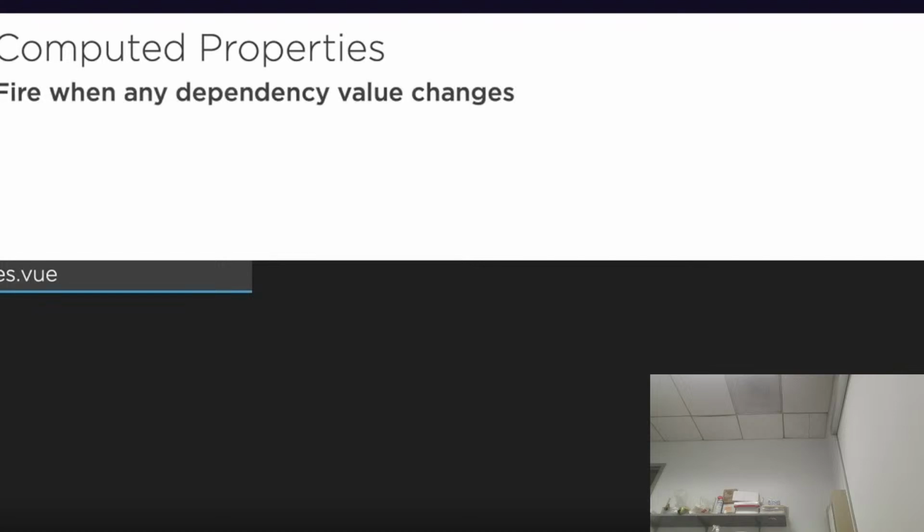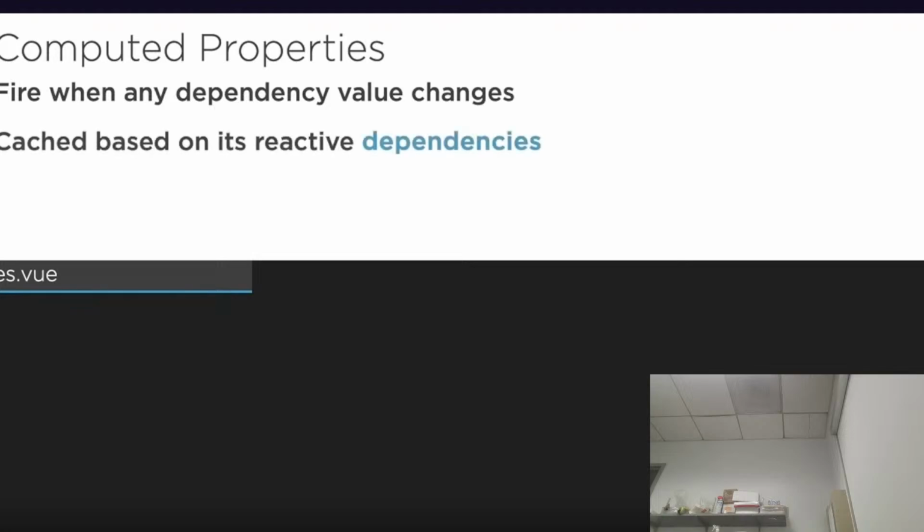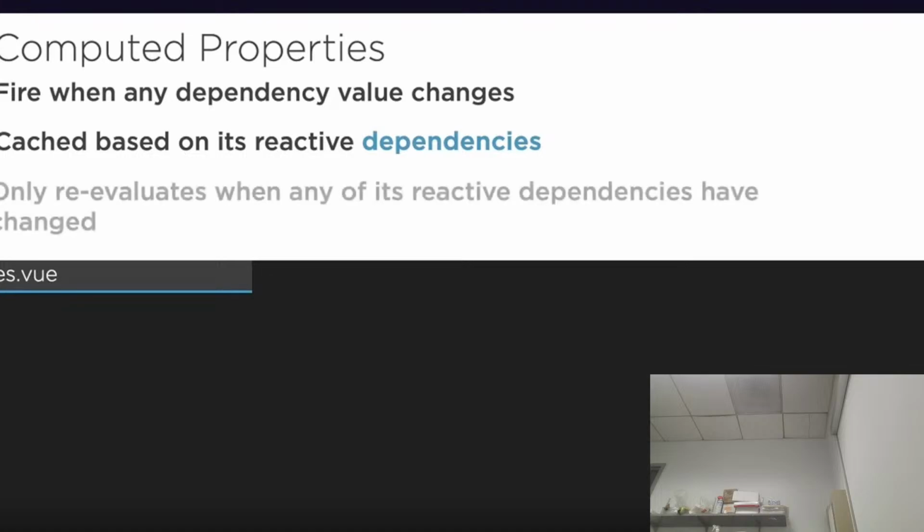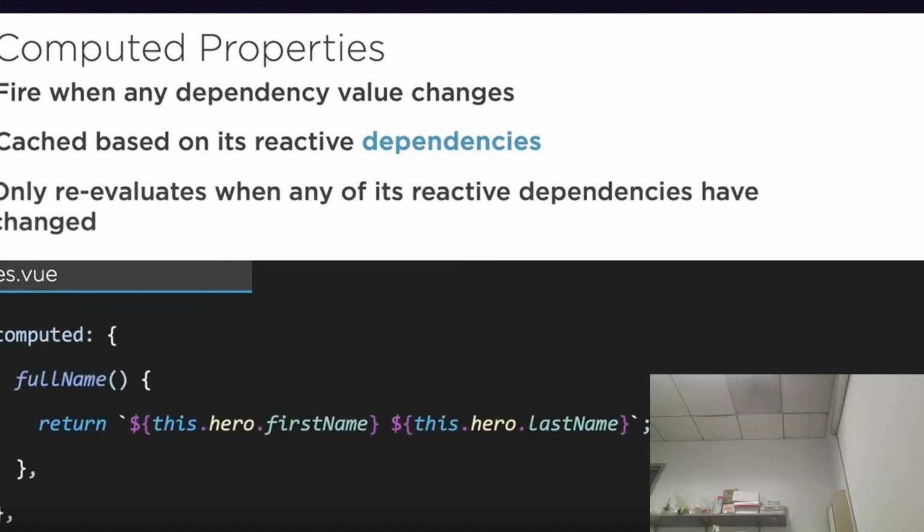A computed property is created inside of the component, and it's going to fire when any dependency value changes. Now, what's cool about this is that it doesn't fire all the time. It only fires when those dependency values change, and it caches the values based upon the dependencies. So it's only going to reevaluate when any of those things change.